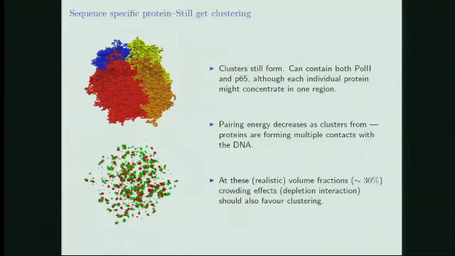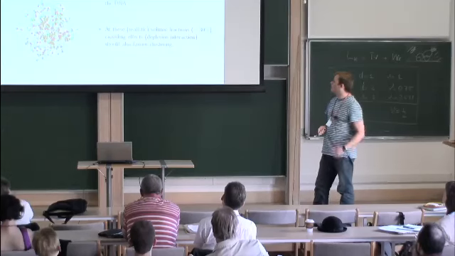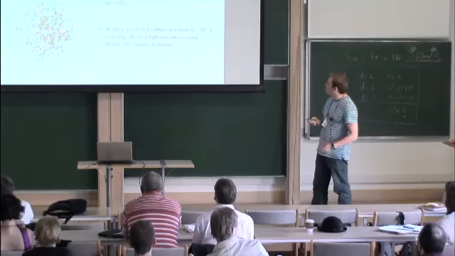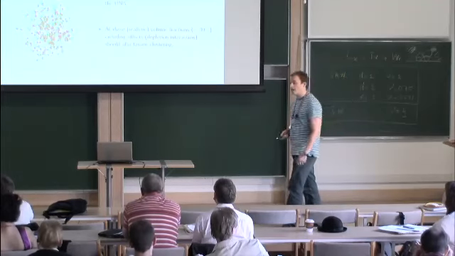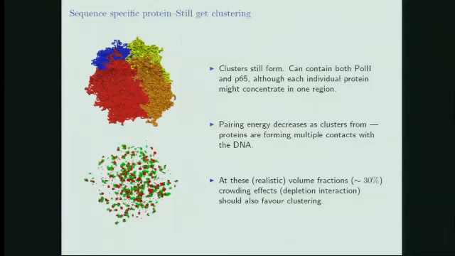So this picture shows the system with the DNA made invisible and just the two proteins here. So you can see that these are in clusters. And these clusters contain both Pol2 and P65, although I think you can see that often each individual protein segregates. This is since each of these clusters has some of the chromatin fiber winding through it, and different parts of that fiber are sticky for the different proteins.